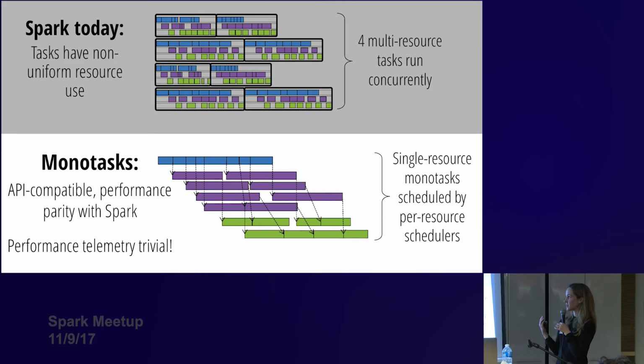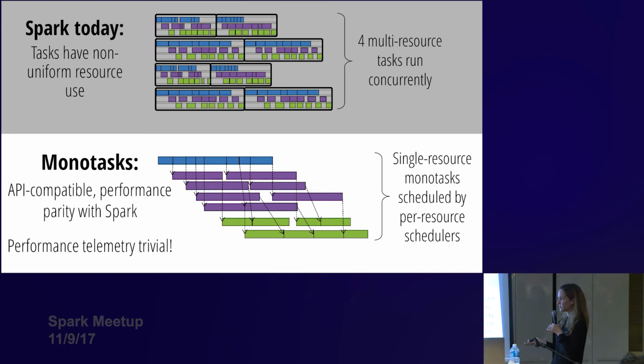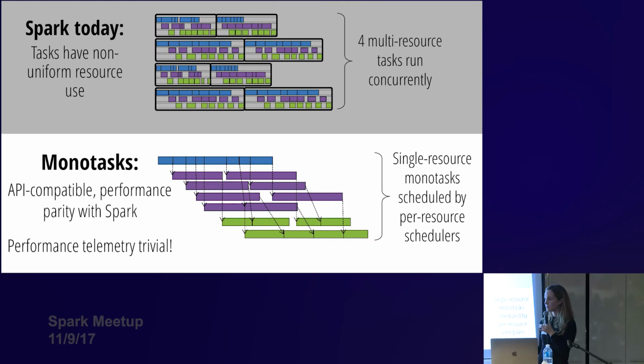I won't talk much more about this, but the high level results from the research project on this were that we can get performance parity with Spark even using this completely different design where we broke out the use of different resources. And at a high level, sort of intuitively, the reason why that's possible, and in many cases we can get better performance than Spark, is because of these per resource schedulers that can make sure that each resource is fully used.